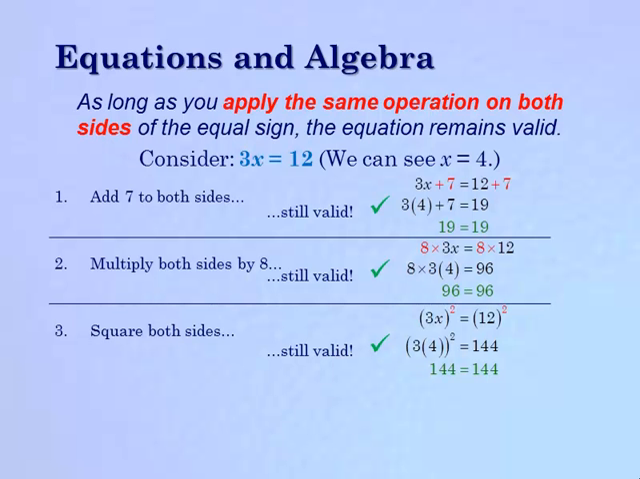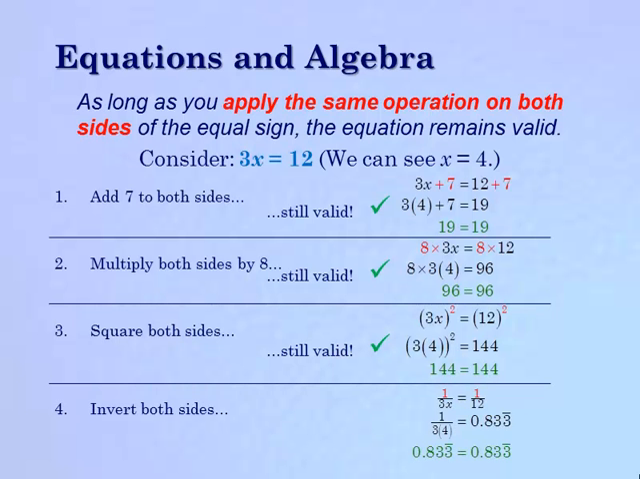Suppose we inverted both sides, took 1 over 3x and 1 over 12. Are those two still the same? Well, sure enough, 1 over 12 is 0.083, and 1 over 3 times 4 is also 0.083. So we've shown that even inverting both sides preserves the important relationship. So as long as you apply the same operation on both sides of the equal sign, the equation remains valid.